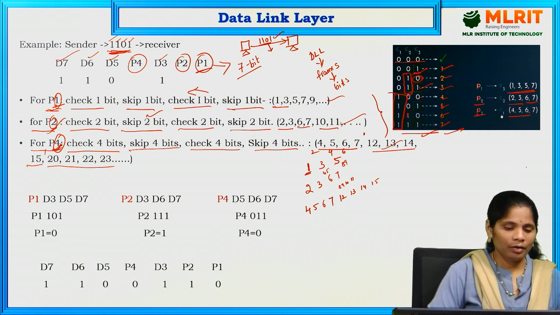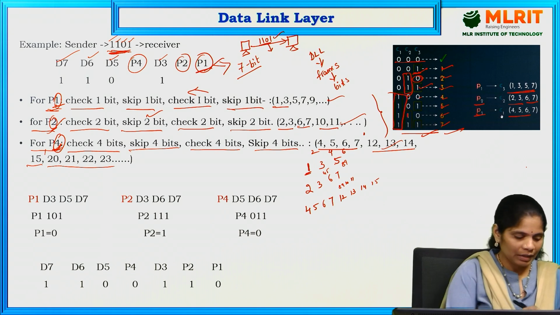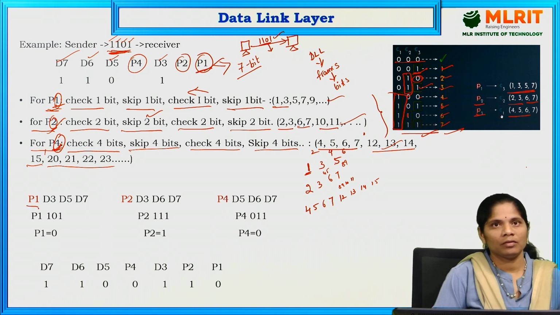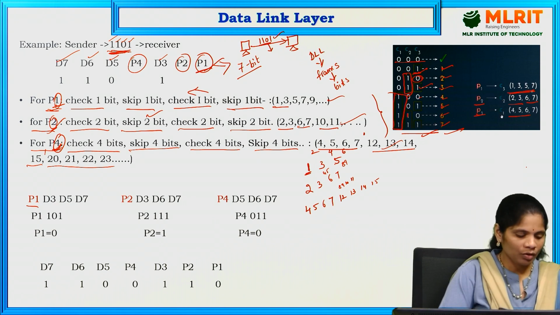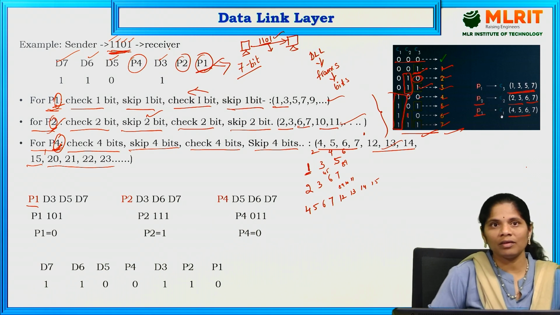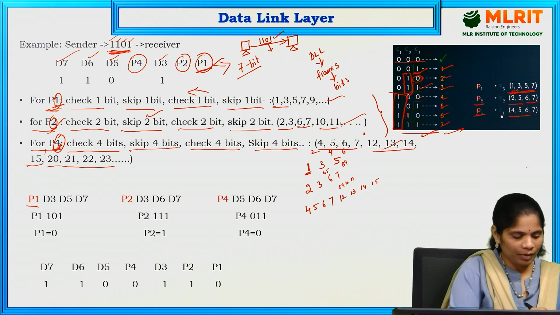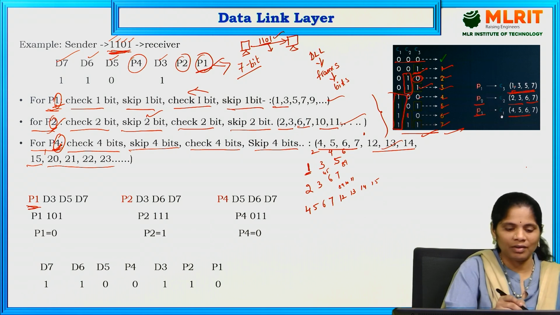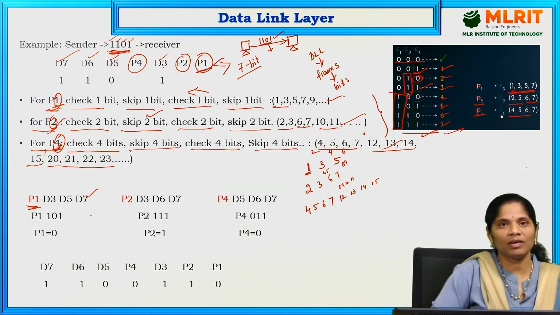So coming to this one, here is the example 1, 1, 0, 1. I have to send the data. So for finding the P1, what are the positions? 1, 3, 5, 7. So what is the 1 position here? 1 is only P1. It is over. Then 3, 5, 7: D3, D5, D7. For that we wrote 1, 3, 5, 7.